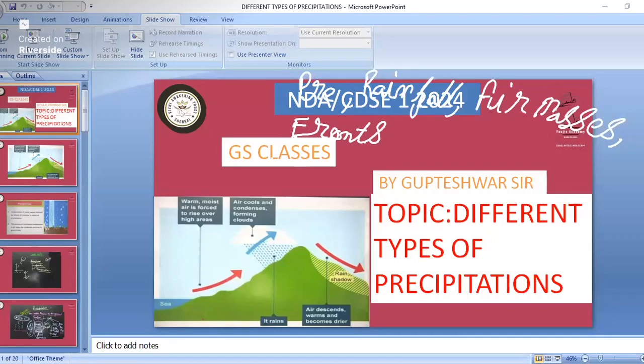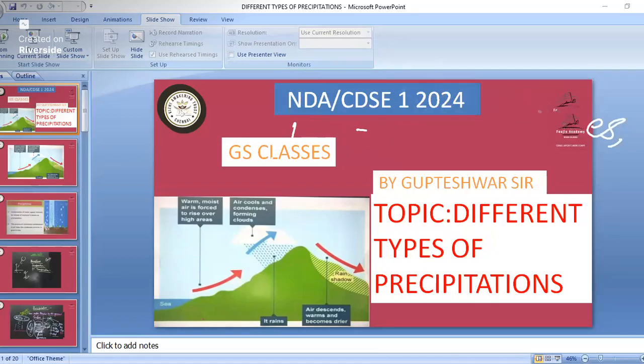So see, precipitation means what? When the moisture with the warm air goes upwards and is condensing, then after that it is falling down as droplets of water, or you can say as snow. That particular process is known as precipitation. So we'll see different types of precipitations. First we'll see what is precipitation: condensation of water vapor.